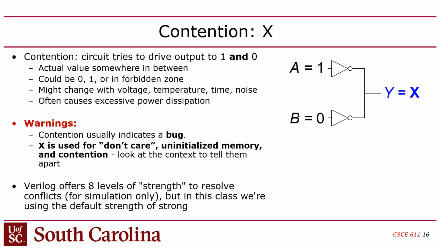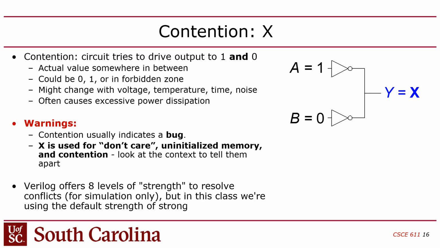Now, X can mean other things too. In Verilog, X can also mean undefined. For example, if you have a flip-flop, a memory element, or a RAM that hasn't been initialized, its output will also be X. So why aren't those different values? Well, they should be, but they're not in Verilog. In VHDL, they are: undefined is U and contention is X. But for some reason in Verilog, they use the same letter to denote both. So keep that in mind.